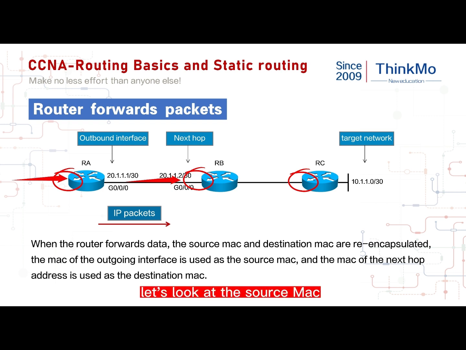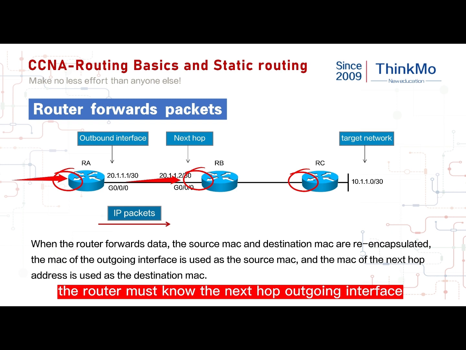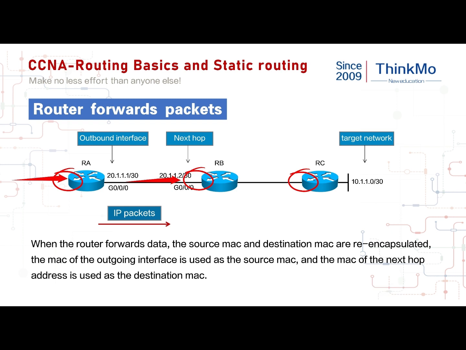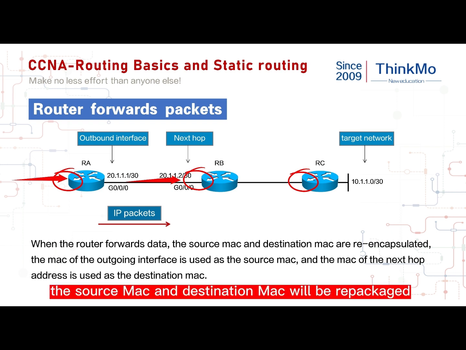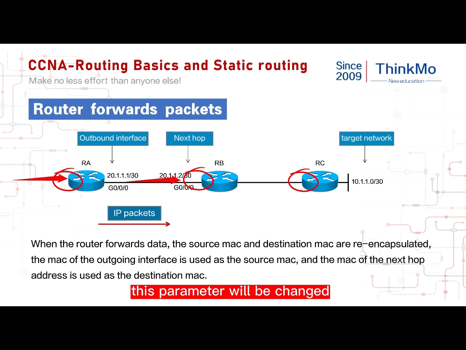Let's look at the source MAC. When data is forwarded, the source MAC will be the MAC of the outgoing interface. For the current data, each forwarding through a layer 3 router, separated by the interface of the router, on each different link, both the source MAC and the destination MAC will be changed. The router must know the next hop outgoing interface to send the data. Therefore, when the router forwards data, the source MAC and destination MAC will be repackaged. This parameter will be changed.